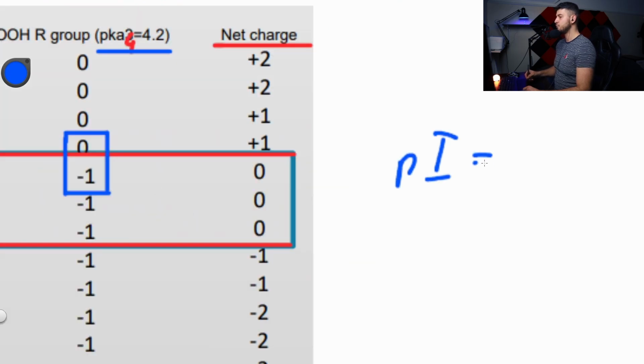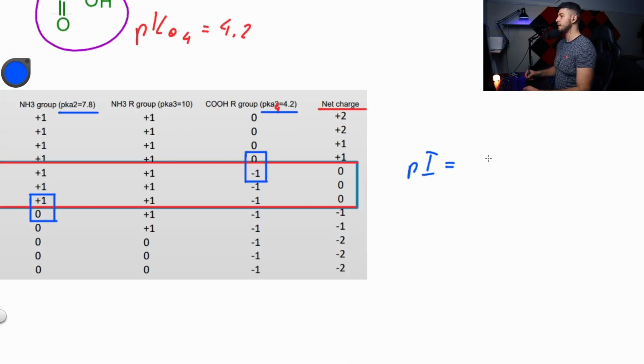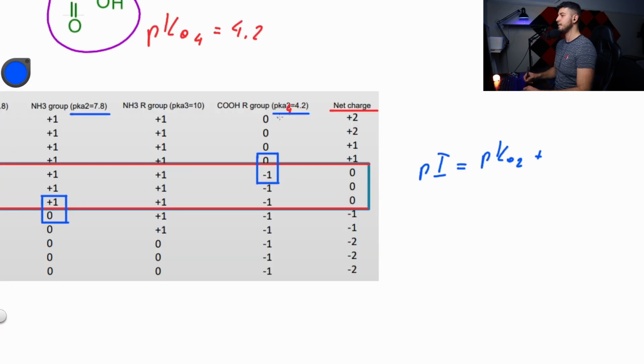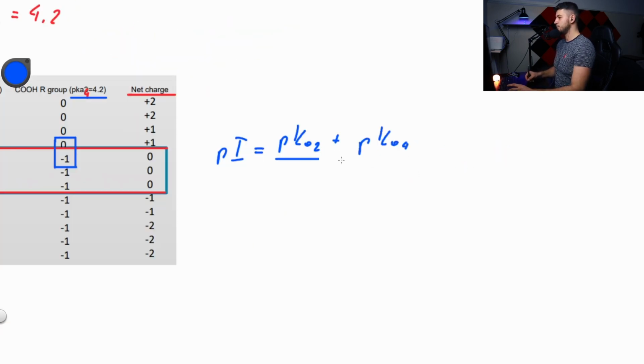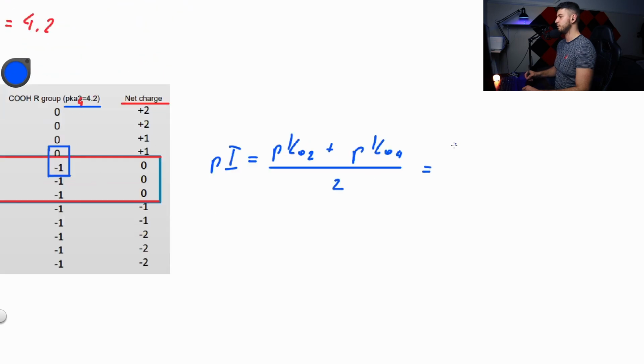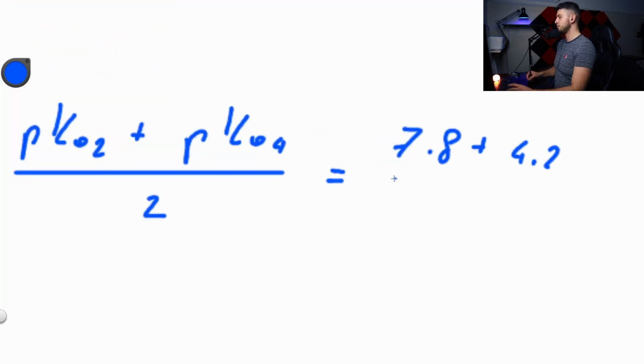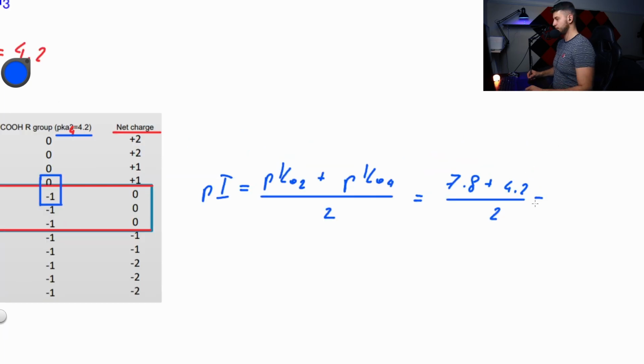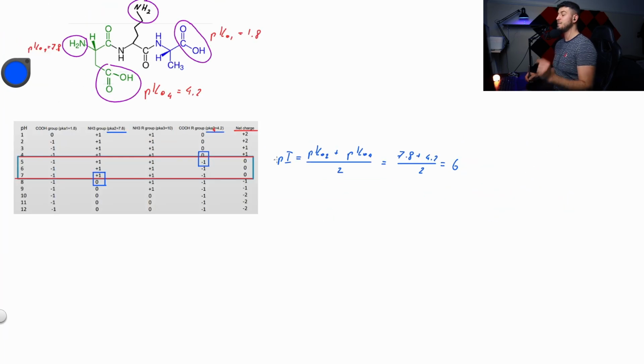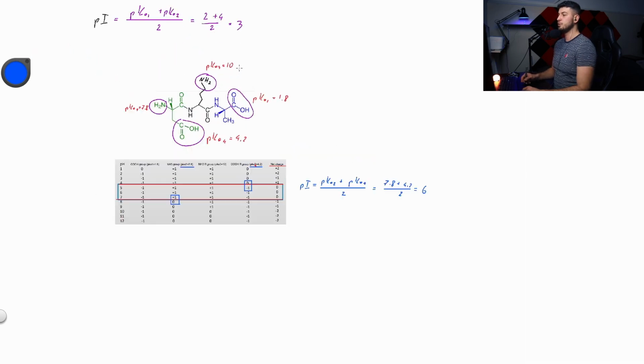So our PI would be, again, in this case, pKa2 plus pKa4 over 2. 7.8 plus 4.2 over 2, which is 6. So at pH 6, our amino acid will be in the Zwitterion form, or will have a net charge of 0.